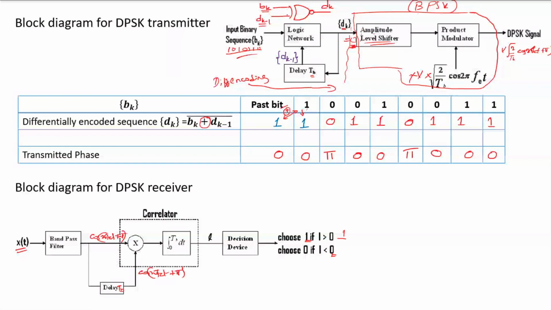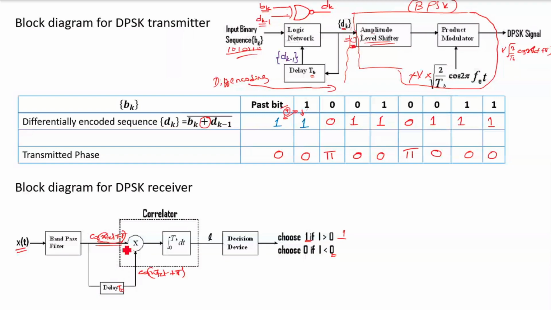Sir, it should be possible. Yeah. Then what will be the resulting signal? 1. 1, huh? So the past signal is 0. The next signal, if it is 1, the phase won't be changed, right? Phase won't be changed. It will be transmitted as it is.